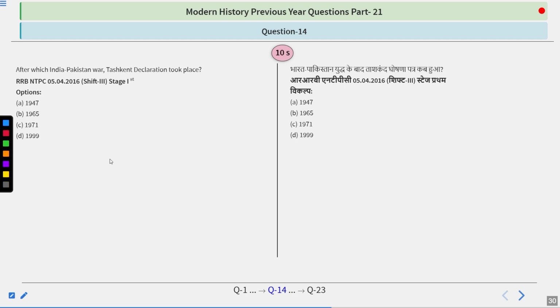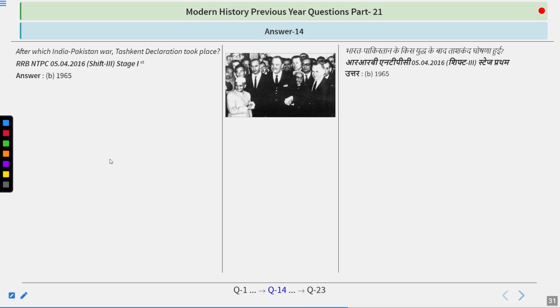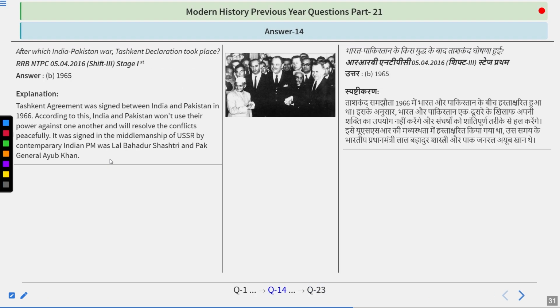After which India-Pakistan War did the Tashkent Declaration take place? Options are 1947, 1965, 1971, 1999. Very simple question this is. And once again, I guess you have figured out the answer, because the answer is 1965. So the Tashkent Agreement was signed between India and Pakistan in 1966.